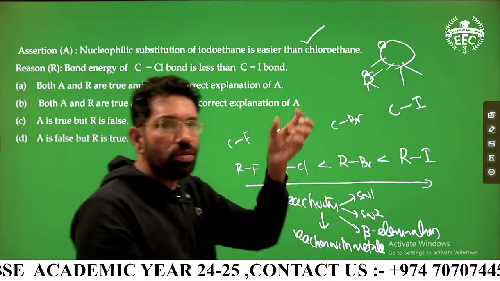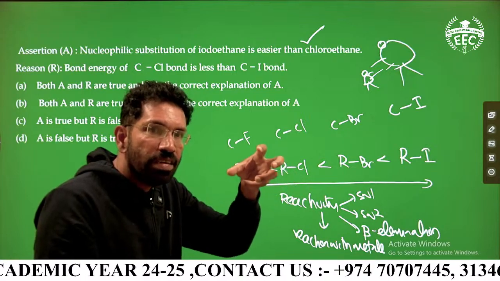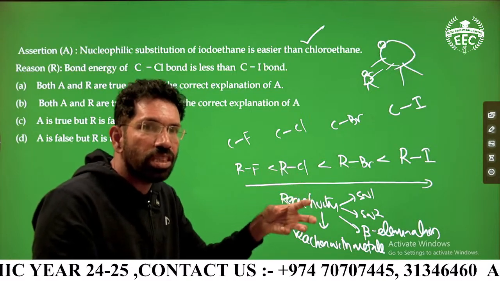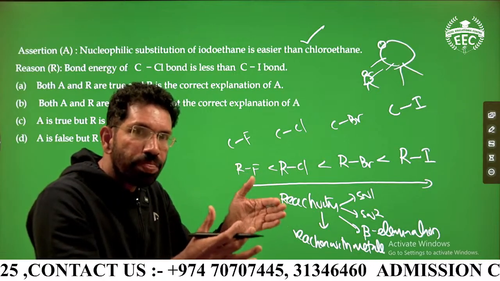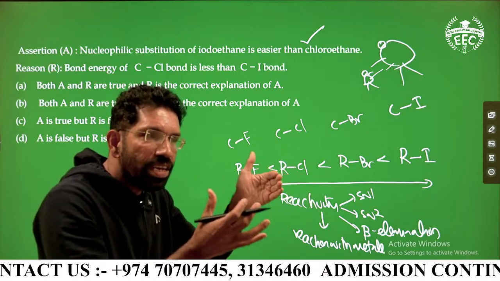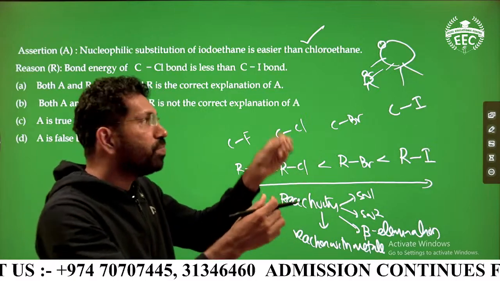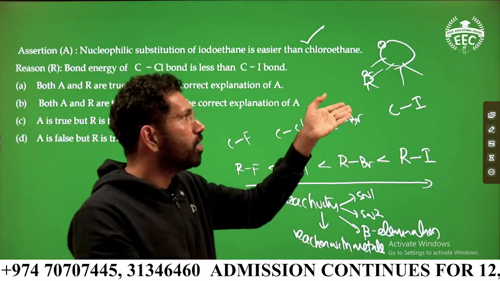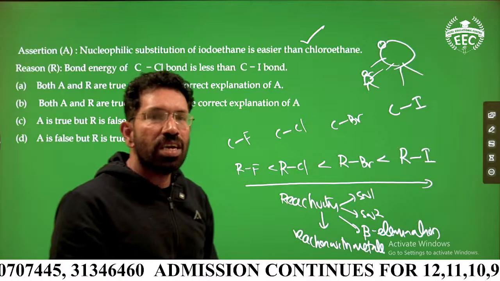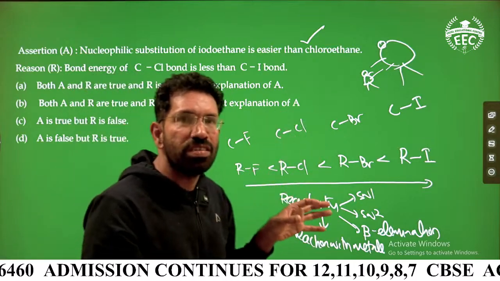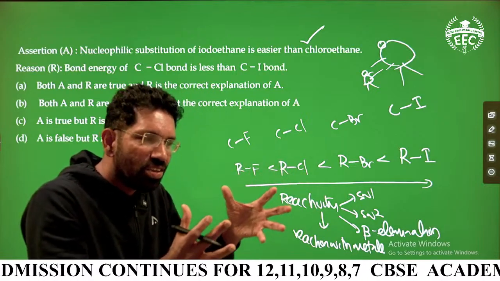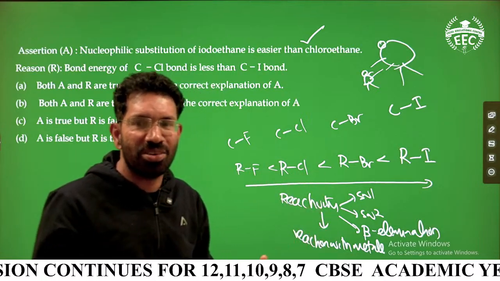Because the carbon-iodine bond is a weaker bond, it has very low bond dissociation enthalpy. Bond dissociation enthalpy means the energy required to break one mole of that bond is very, very low. Think of it like carbon got married to iodine, and after the marriage the problem is the size difference, so it's very hard to adjust. So the carbon-iodine bond is a weaker bond.